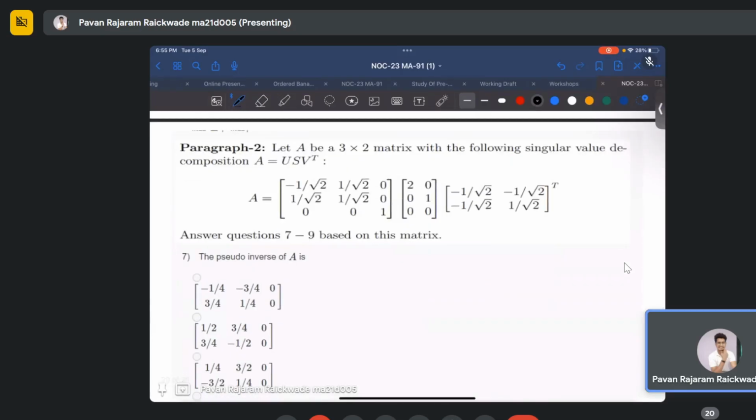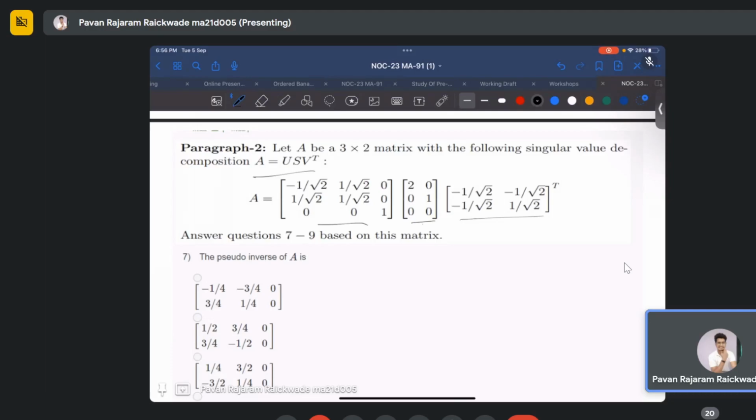Okay, so now we have question number 7, and from now onwards we have a different matrix. A is a 3 cross 2 matrix with the singular value decomposition as this. This is U, this is S, sorry, this is S, and this is V. In this case, A is not a square matrix, so S is not going to be a square matrix as well.